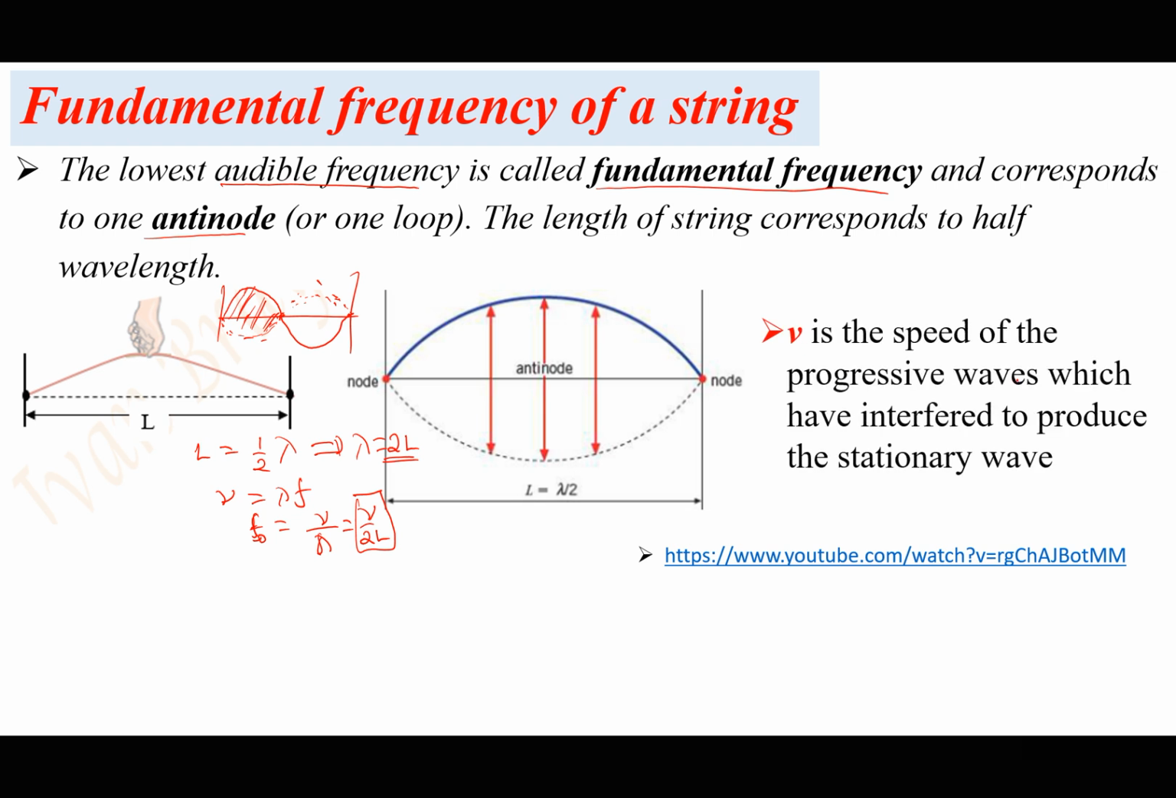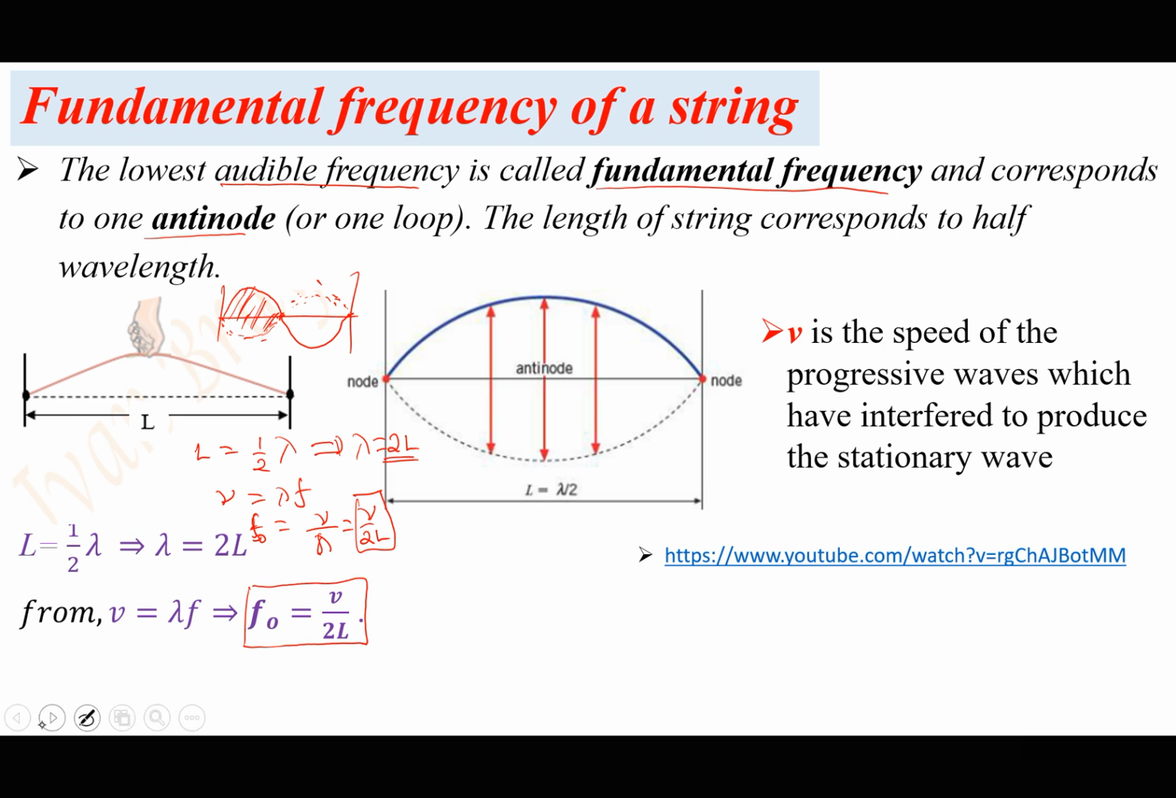If V is the speed of the progressive waves which have interfered to produce the stationary wave, then from L equals half of a wavelength, it means lambda is going to be equal to 2L. And from the general wave equation, V equals lambda F, so we make F the subject and substitute. F naught is going to be equal to V over 2L.